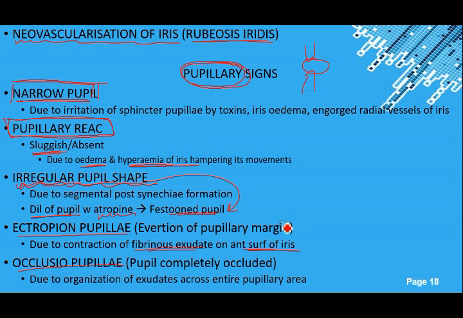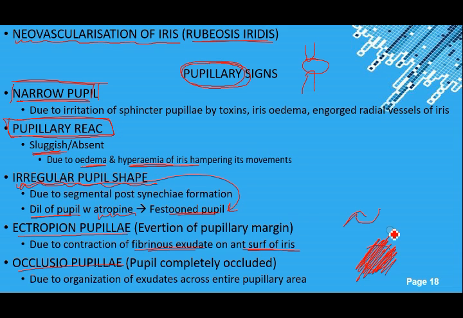Then occlusio pupillae, right? What happens here? Your pupil is completely occluded with exudates. Seclusio pupillae and occlusio pupillae are two different things. You must get it right. Seclusio pupillae is when the aqueous cannot flow from the posterior to the anterior chamber due to ring synechiae. Here, there is complete occlusion of the pupil because of exudates. Clear?